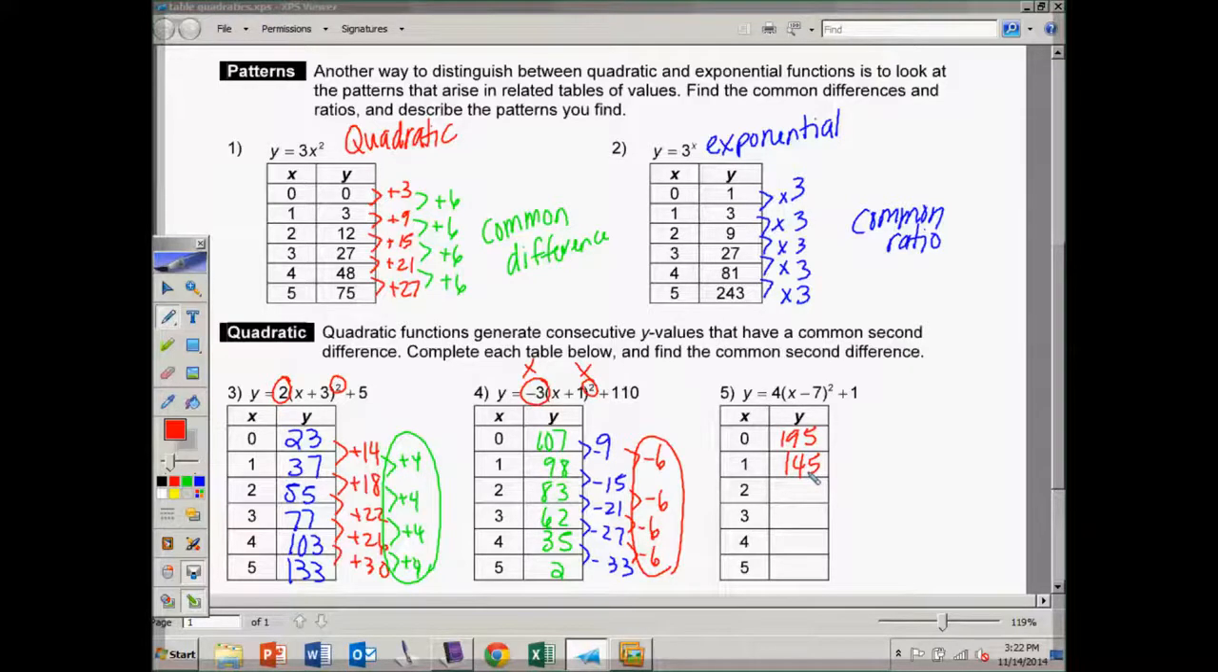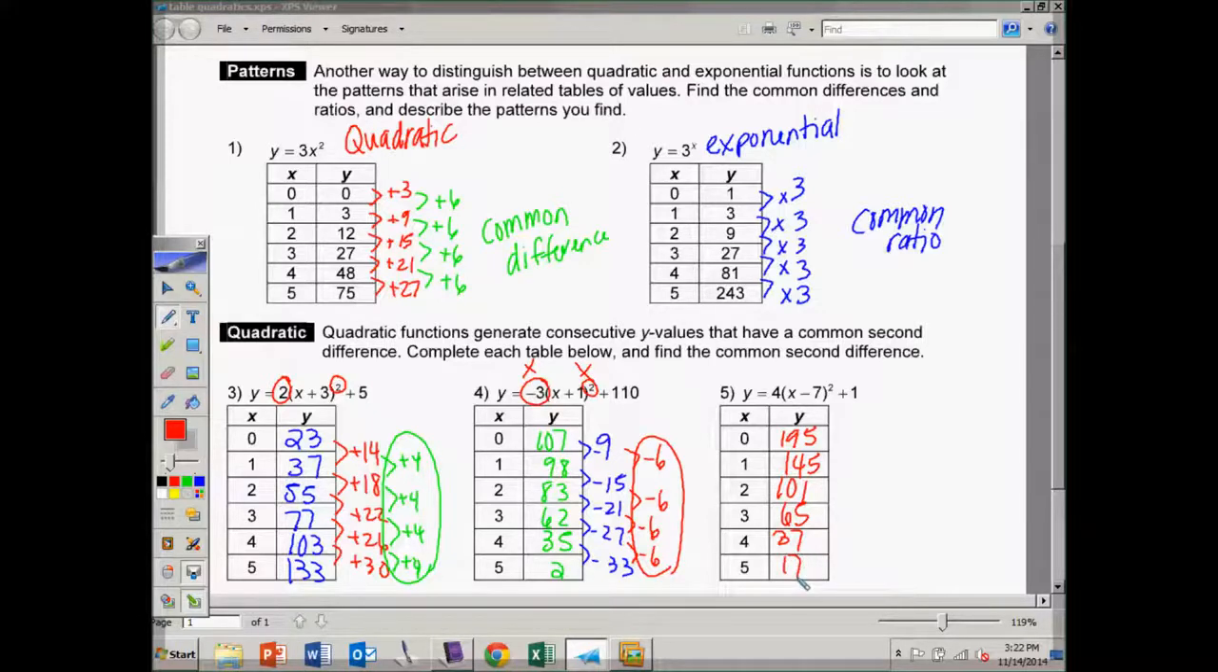2 minus 7 is negative 5. Squared is 25. 25 times 4 is 100. 100 plus 1 is 101. 3 minus 7 is negative 4. 4 squared is 16. 16 times 4 is 64, and 64 plus 1 is 65. Negative 3 squared is 9. 9 times 4 is 36, plus 1 is 37. And then we have 2 squared, which gives me 4. 4 times 4 is 16, plus 1 is 17.